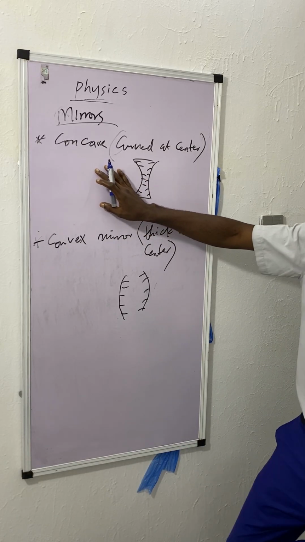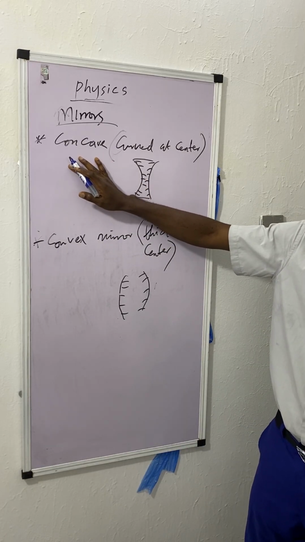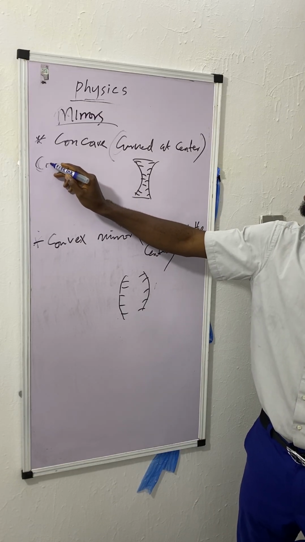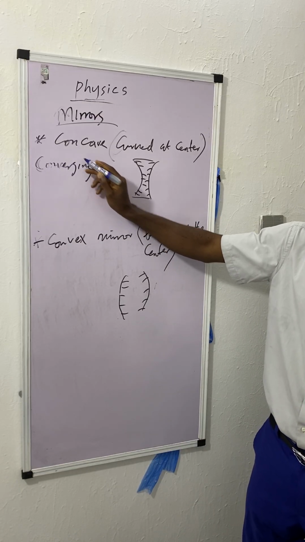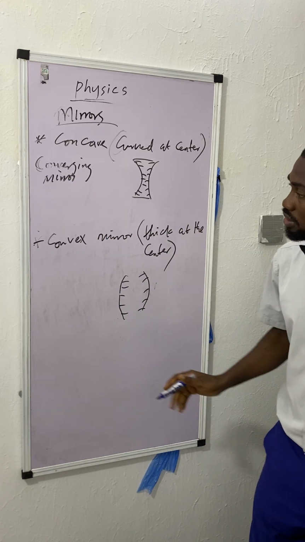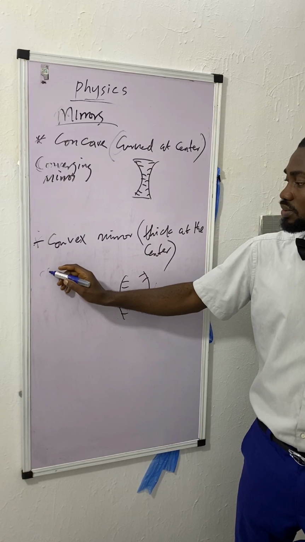In mirror, a concave mirror is known as a converging mirror. Then a convex mirror is known as what? Diverging mirror.